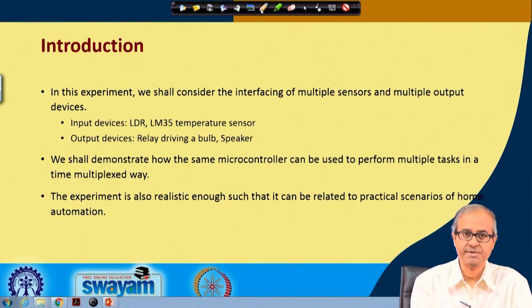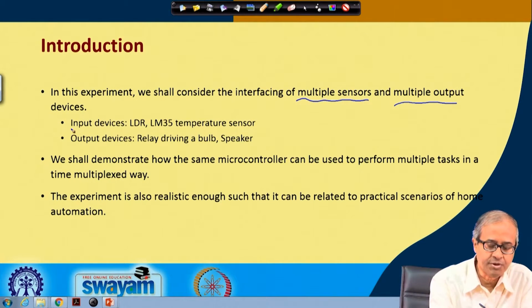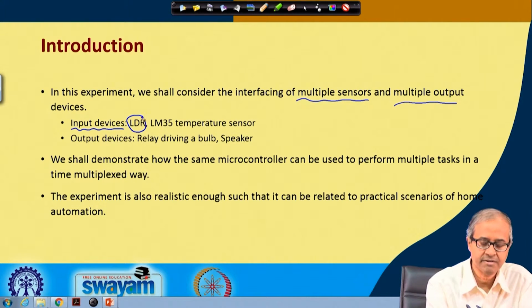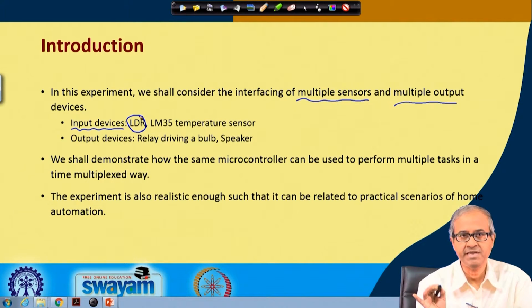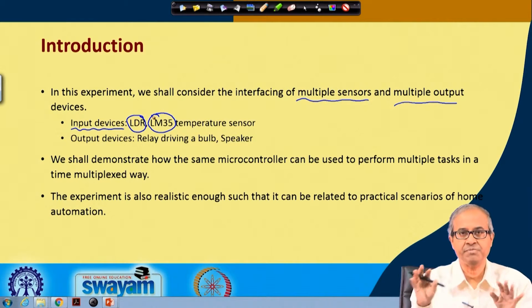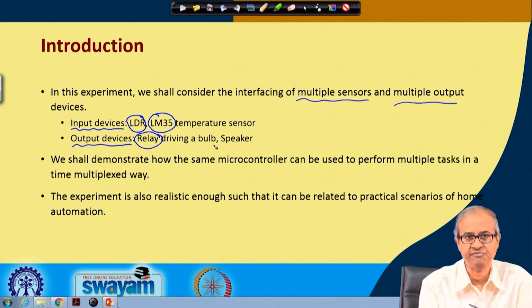Now, in this experiment, as I said, we shall be interfacing multiple sensors and multiple output devices. Specifically, the input devices that we shall be looking at are an LDR for sensing ambient light and a temperature sensor for sensing the temperature of the environment. The output devices that we shall be interfacing are one relay circuit that will again be driving that bulb as we have seen in the earlier lecture, and a speaker.